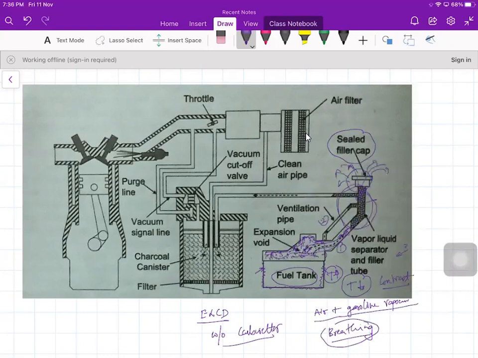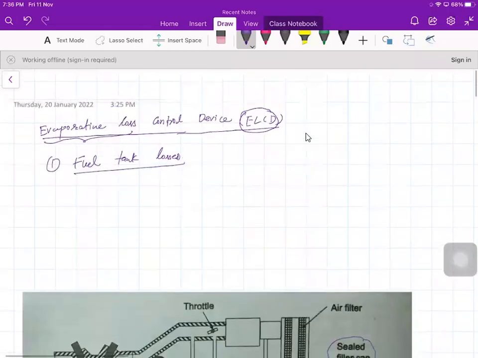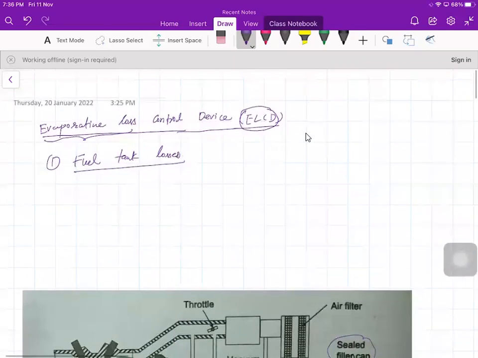Now we'll see how the carburetor is contributing to evaporative loss. The second type is carburetor losses.